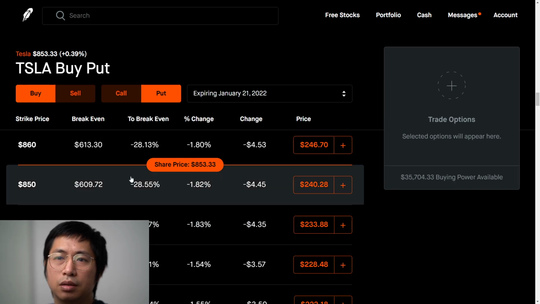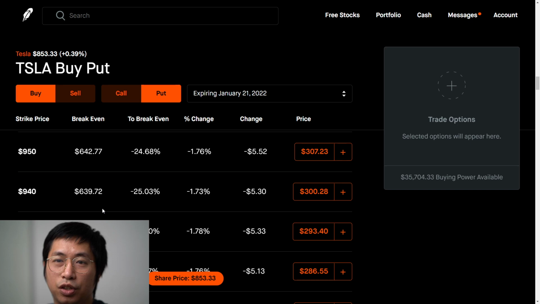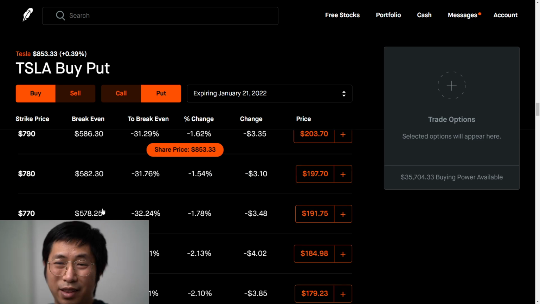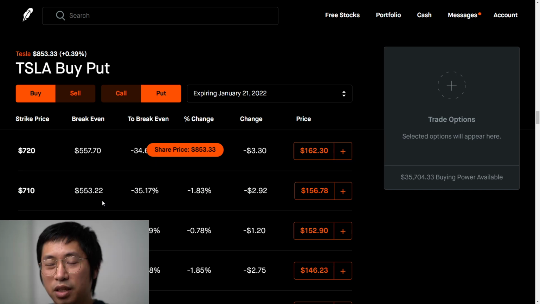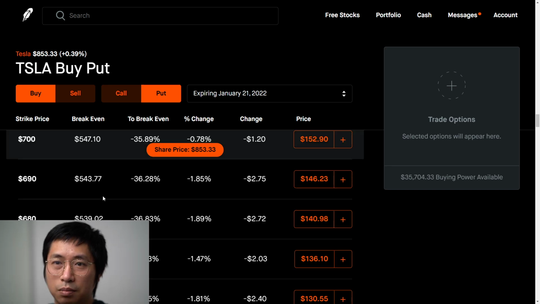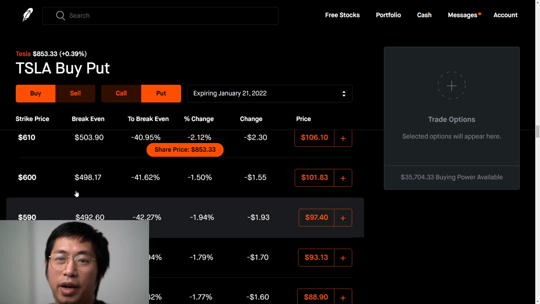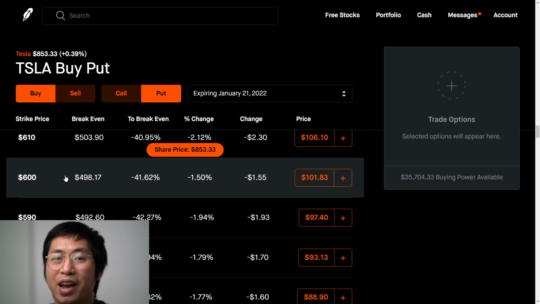Now with puts, the higher the strike price, the safer it is. And the lower the strike price, the riskier it is. Because if you pick a super low strike price, Tesla would have to go down in price by a lot in order for you to actually make a profit.